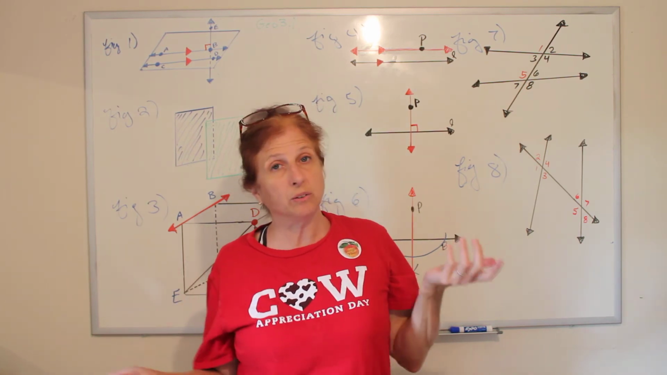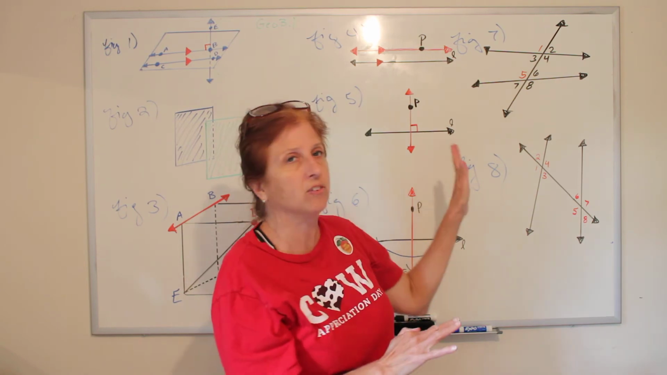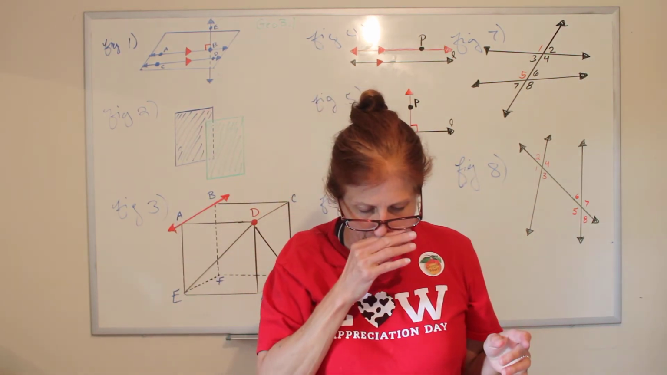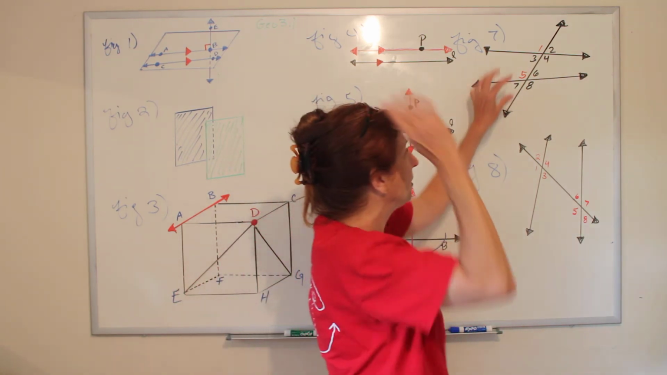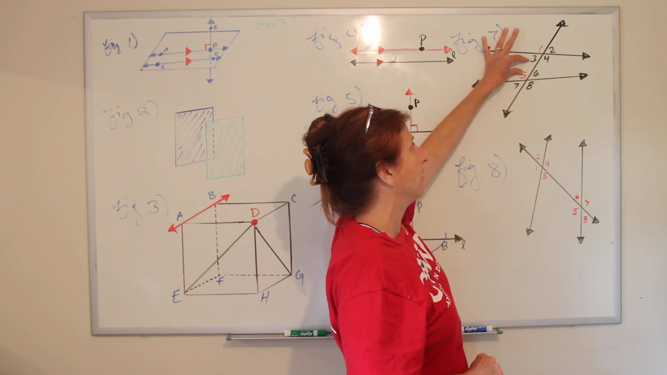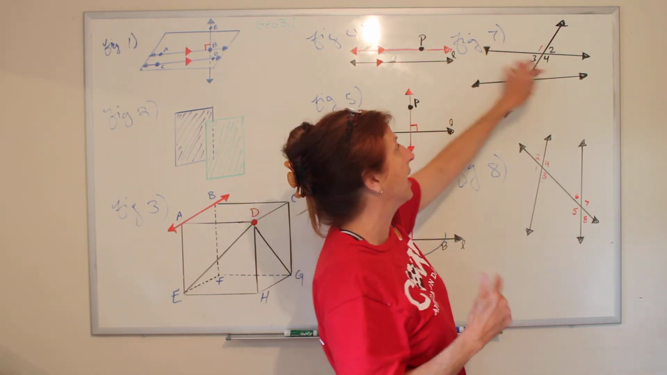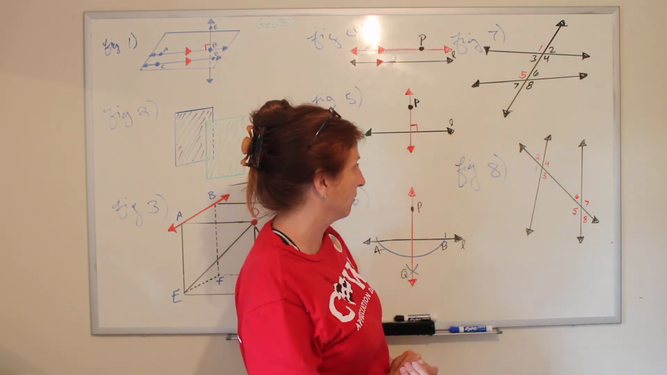These names are really important. Sometimes names aren't so important in math, but these are, because we're going to do a lot of proving things with knowing this. And then consecutive interior angles, that means on this inside on the same side. So 3 and 5 are consecutive interior angles, and 4 and 6 are consecutive interior angles.